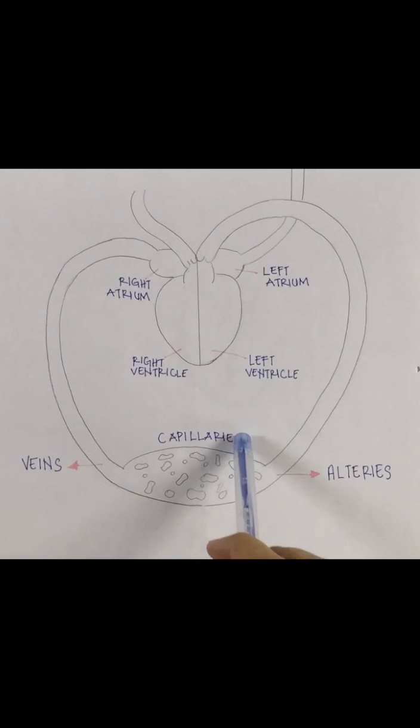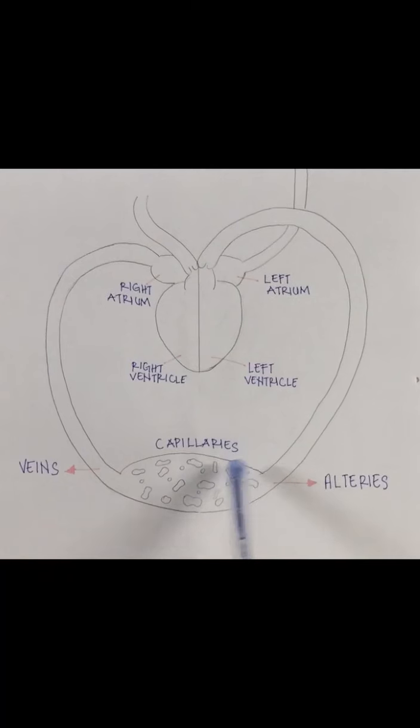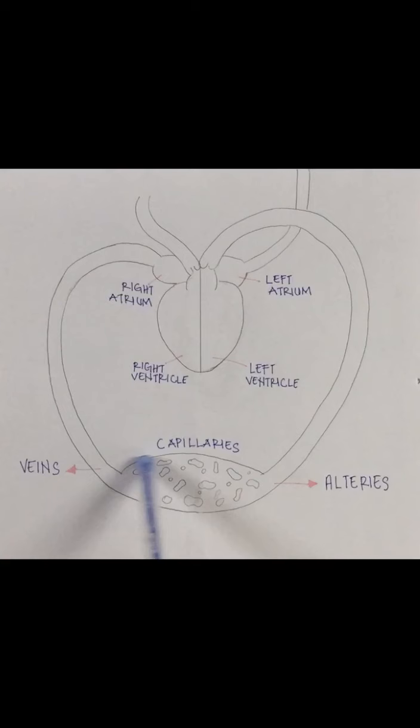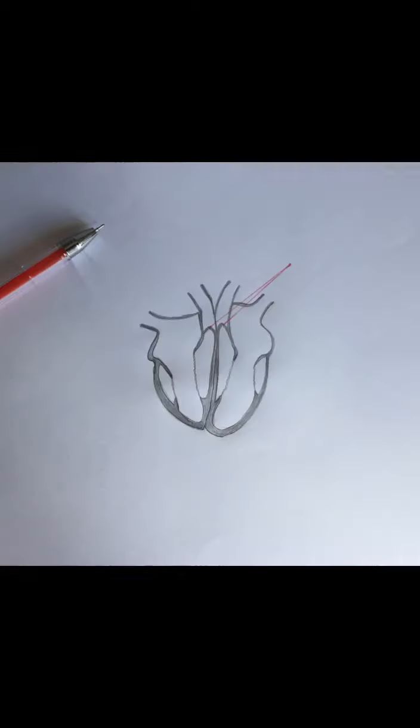Capillaries have thin walls that allow oxygen, nutrients, carbon dioxide, and waste products to pass through to and from the tissue cells. Veins then carry the blood back to your heart, and the process begins again.